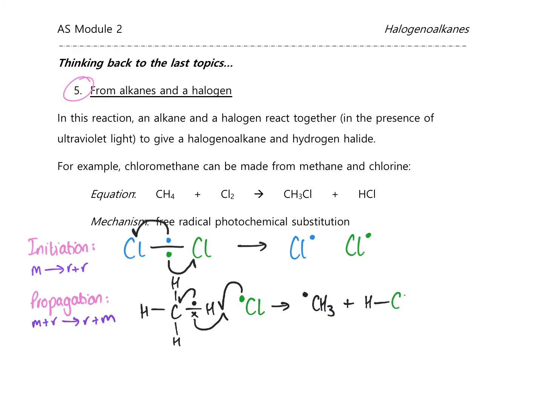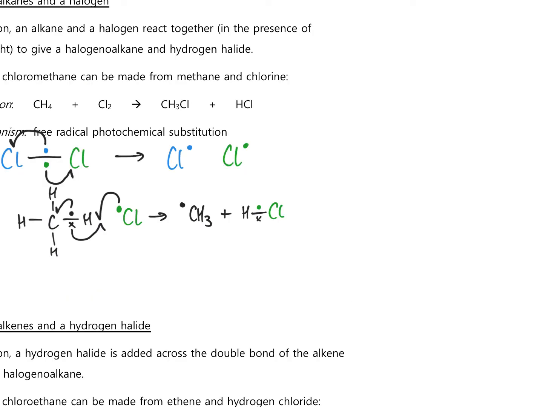So HCl, and that has formed from the X of the initial carbon-hydrogen bond and the dot of the chlorine radical. But it doesn't stop there, because that's not what we want. We want our product of chloromethane. So there's a second stage of the propagation step, and that's where the methyl radical, the CH3 dot, reacts with another molecule of chlorine. And ultimately here we want to form chloromethane.